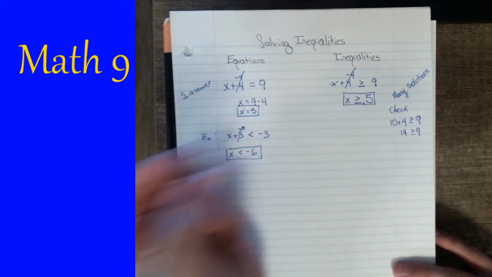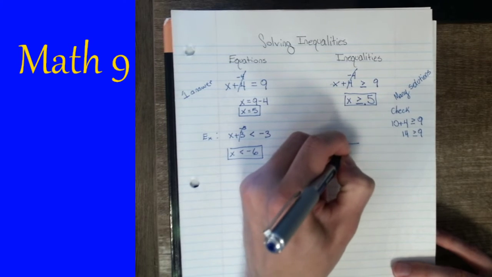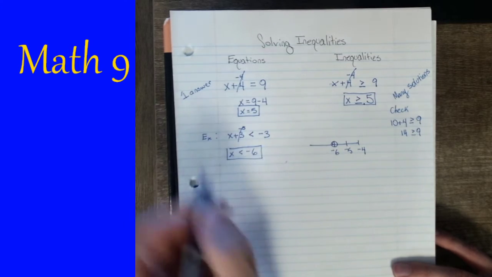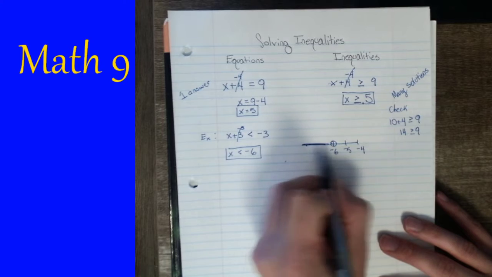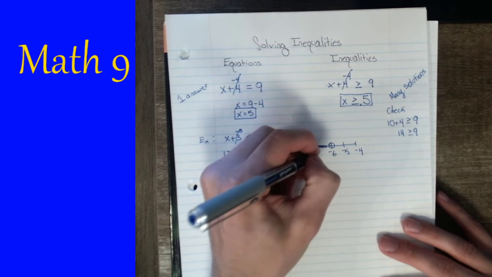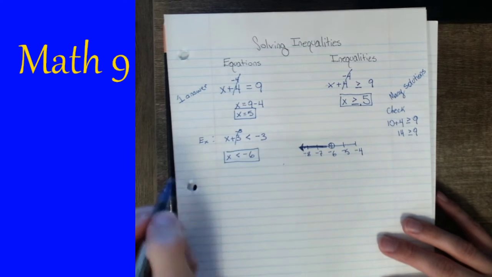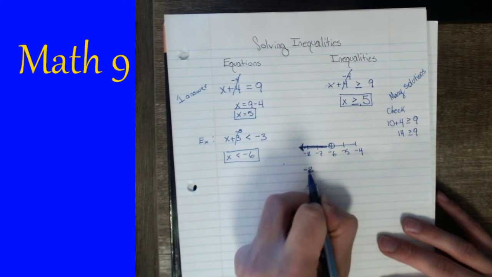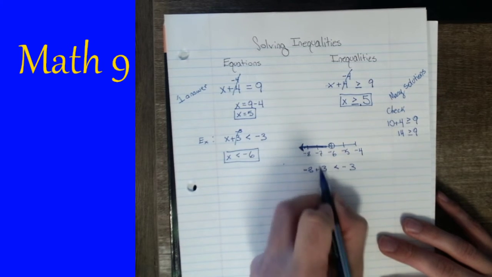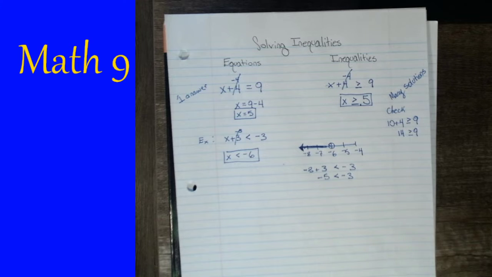Let's graph that solution. Here's negative 6, negative 5, negative 4. We have x is less than negative 6. We're not allowed to be equal, so that's an open circle, and we point the arrow towards the left. So things like negative 7, negative 8 should satisfy that original inequality. Let's take negative 8 for example. Negative 8 plus 3 should be less than negative 3. So this turns out to be negative 5. Negative 5 is indeed less than negative 3, so that makes sense.